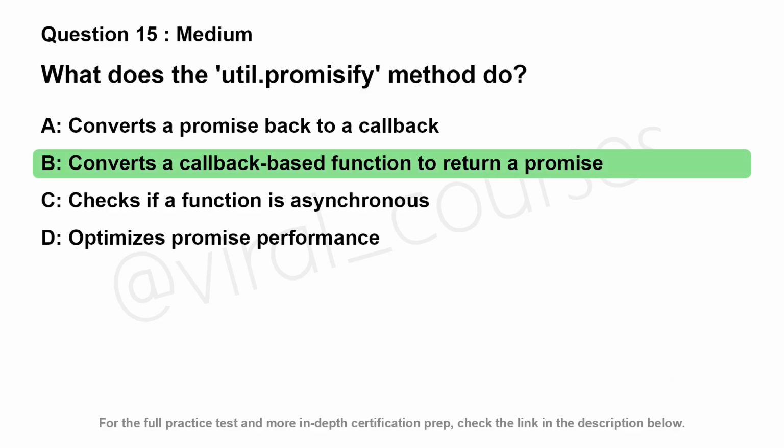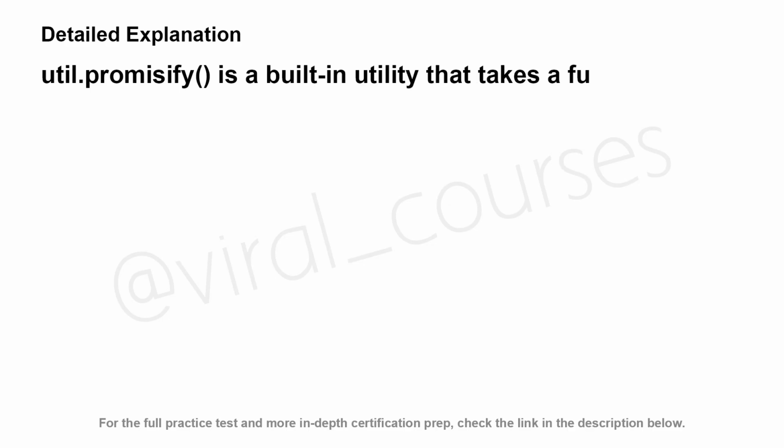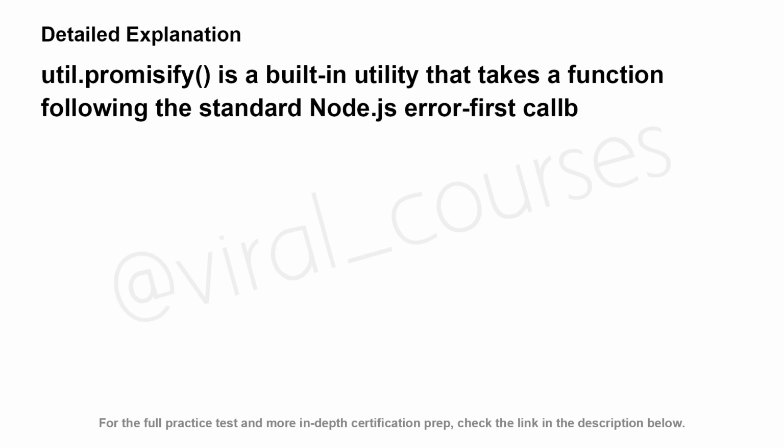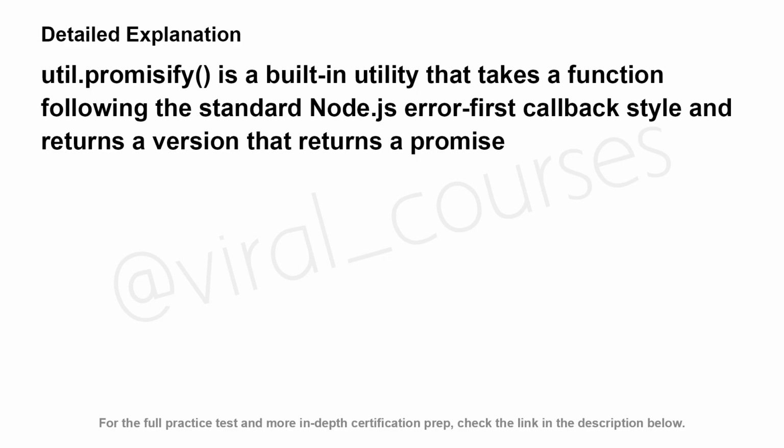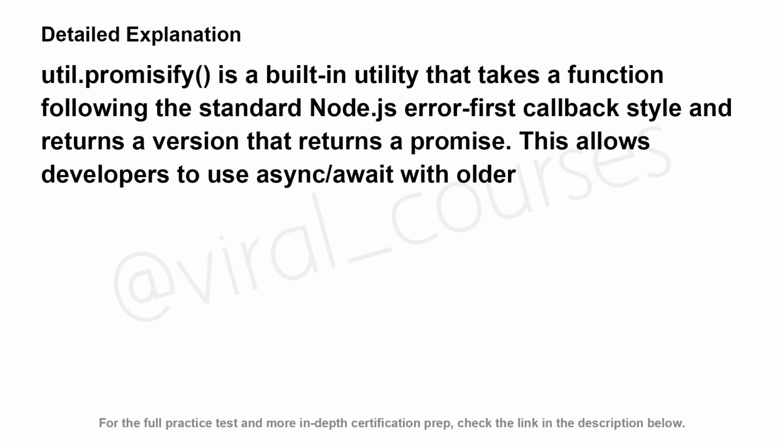The correct answer is B. util.promisify is a built-in utility that takes a function following the standard Node.js error-first callback style and returns a version that returns a promise. This allows developers to use async await with older callback-based libraries.